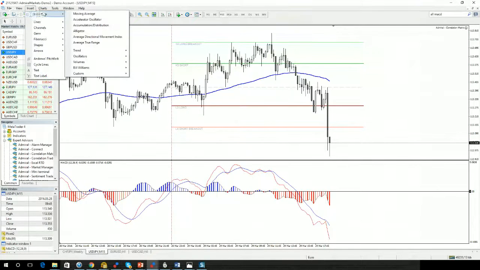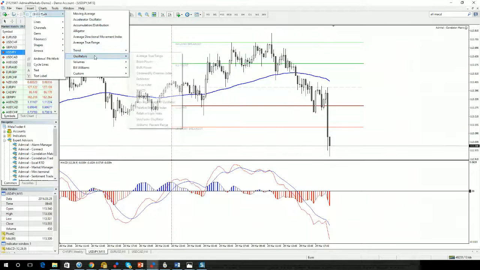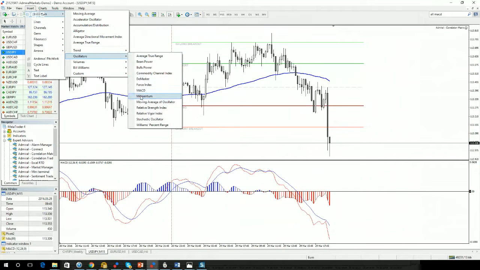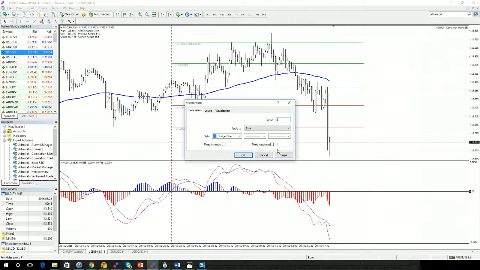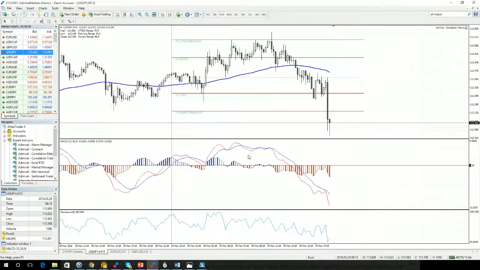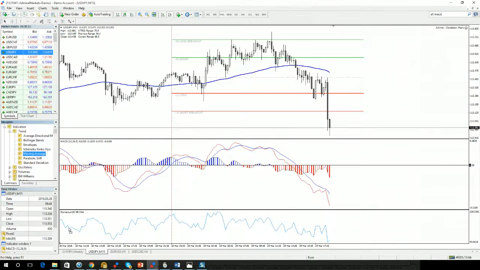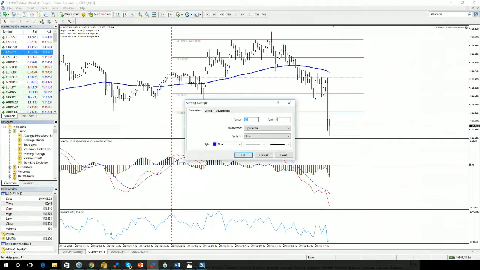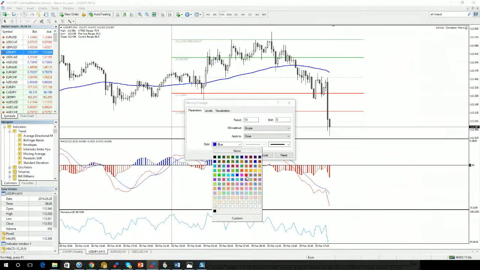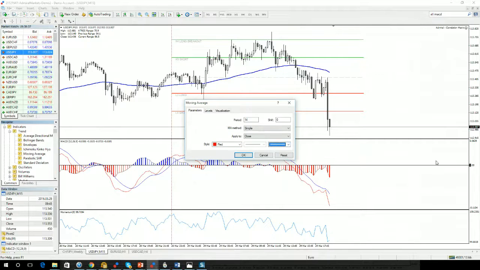First, you need to go to insert indicators, and you go to oscillators, and go to momentum. Here, you put 9, like this. Now, you go to indicators, and trend, moving averages, like this, and place it here. 14, SMA, color it red. You can do it like this, for example. Or it's much better to be thin.